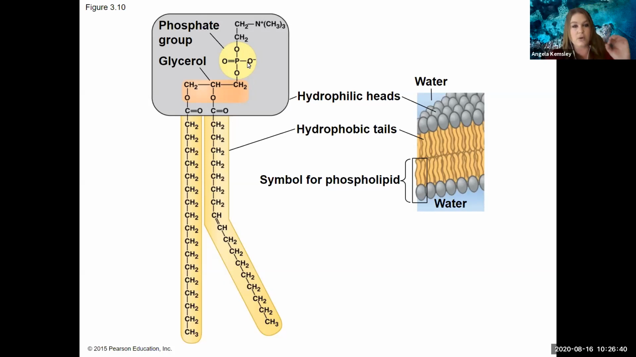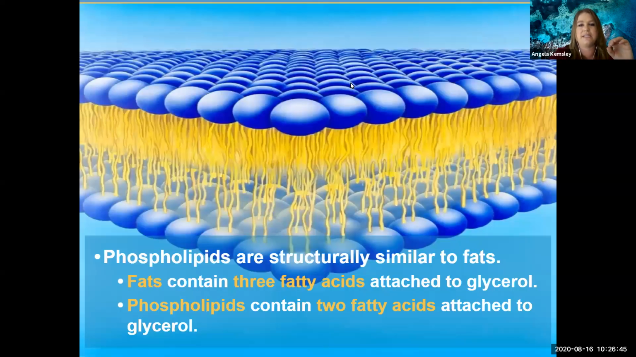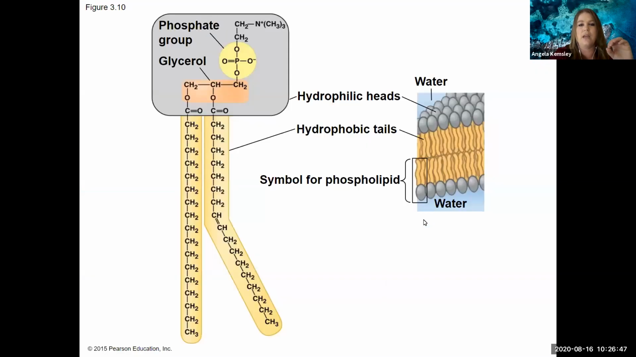What's important to note here is that the heads, so remember these blue pieces at the top and the blue pieces at the bottom, the heads are actually hydrophilic. They're water loving. The tails are hydrophobic. They're water fearing. This is going to be important when we're talking about the function of those cell membranes. So they're going to form what's called a phospholipid bilayer. Again, bi means 2, so there's 2 layers of phospholipids.